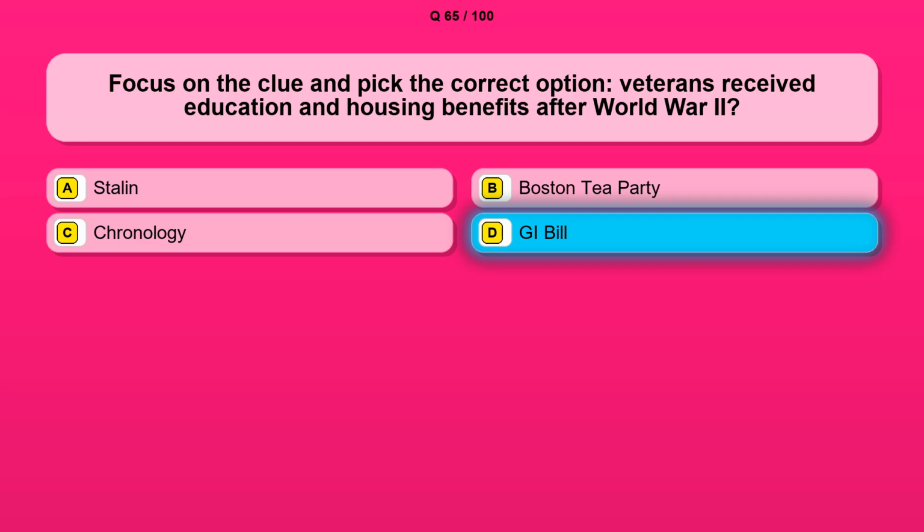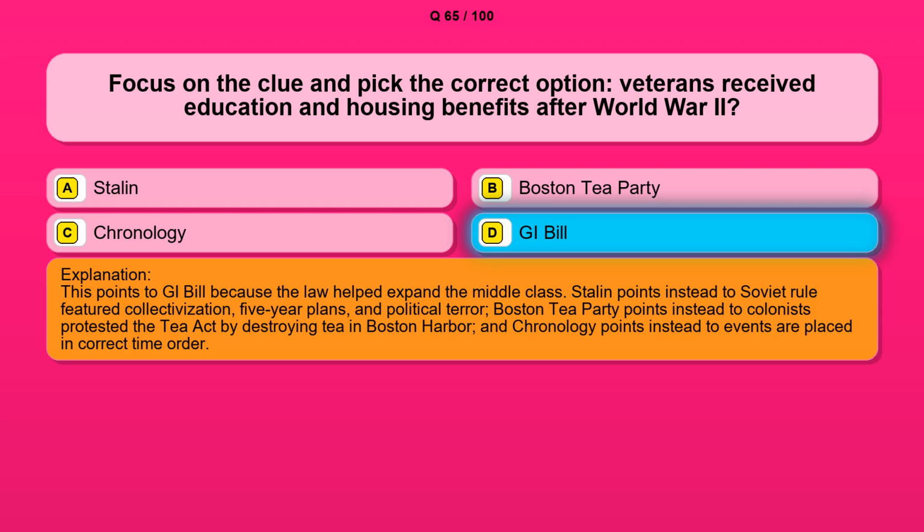The correct answer is option D, GI Bill. This points to GI Bill because the law helped expand the middle class. Stalin points instead to Soviet rule featured collectivization, 5-year plans, and political terror. Boston Tea Party points instead to colonists protested the Tea Act by destroying tea in Boston Harbor, and chronology points instead to events are placed in correct time order.